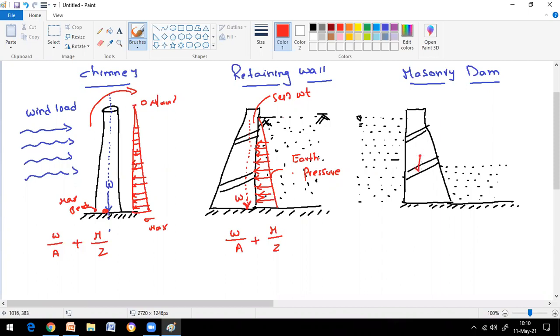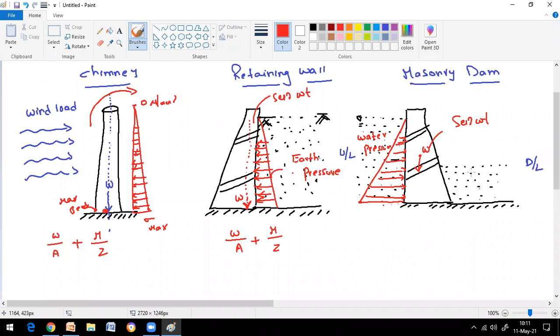Every masonry dam will have a self weight. Along with that, there will be pressure developed in the dam. What pressure? This is called water pressure. What is the water pressure diagram? The water pressure diagram is this. The pressure in the dam due to water will be more at the bottom and zero at the top. This is called the upstream level, and this is called the downstream level.